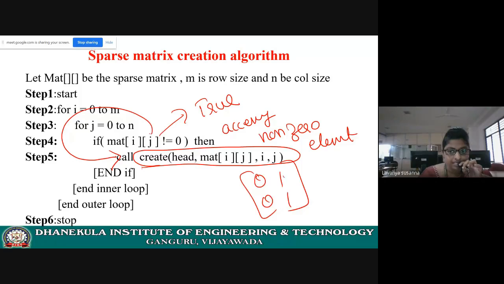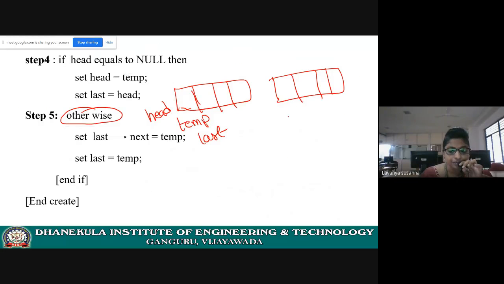So when you are accessing value 1, here you are calling this function create. Node is created, right? Again, you are accessing 0. If you are accessing a zero value, the condition becomes false and the create function will not be called. The create function will be called only when you are accessing a non-zero value. Now you are accessing 1 again, in the second row. Now when you are accessing a non-zero value, the create function will be called again.